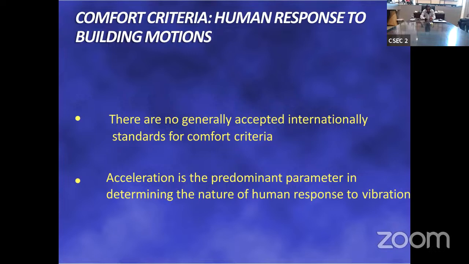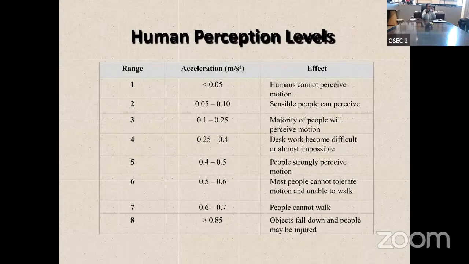The perception of motion is something we need to satisfy. So this is another governing criterion. There are two governing criteria in tall buildings. The most important one is wind drift design, and the other one is accelerations. I will not go into detail.